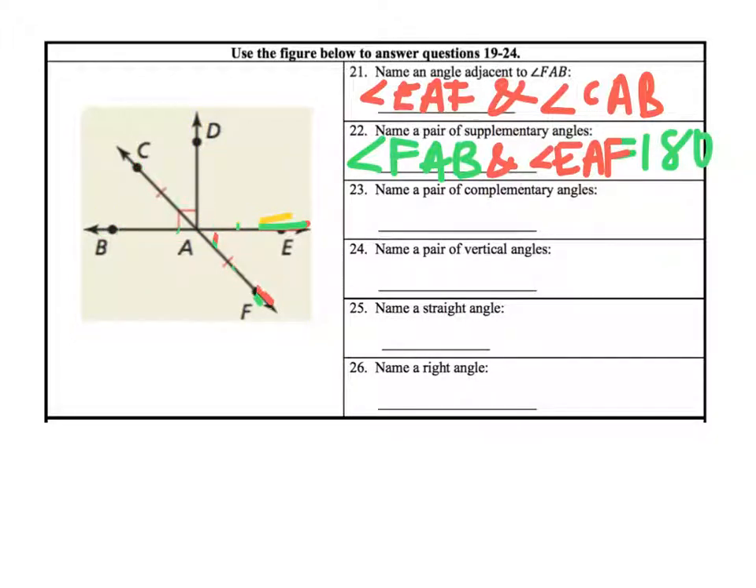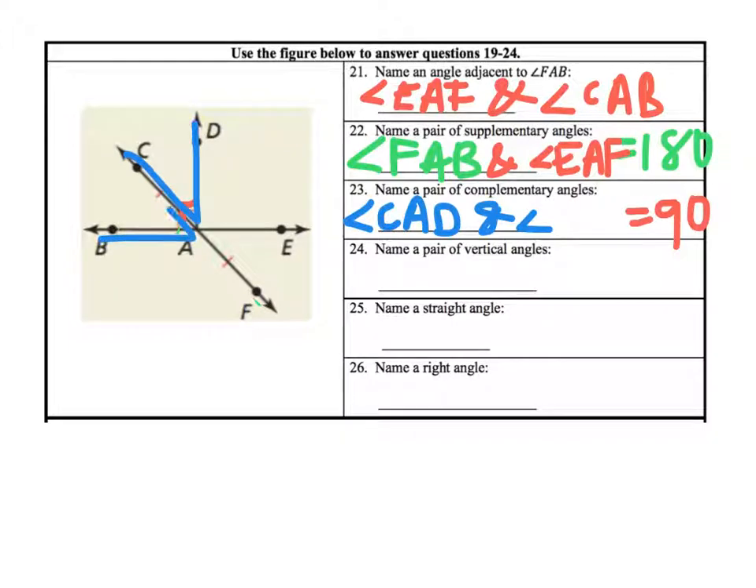Your next one says name a pair of complementary angles. Complementary angles should add to 90. Remember, if I have this little square in the corner, I know they add to 90. So we have two here. This one's angle CAD and angle BAC. Those are my only pair of angles that add to 90 degrees.